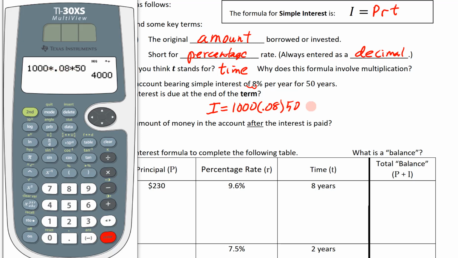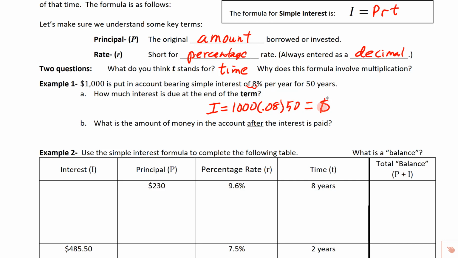Hit enter, and we end up with 4,000. So we're talking money here. That's the money that is paid for the privilege of borrowing that money. So you're basically lending it to the bank. The bank is borrowing it from you. So they pay you for the privilege of borrowing your money.